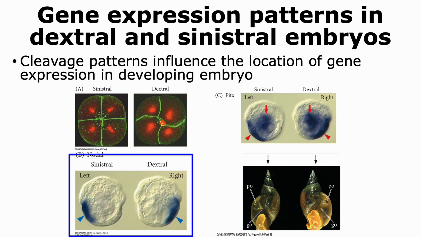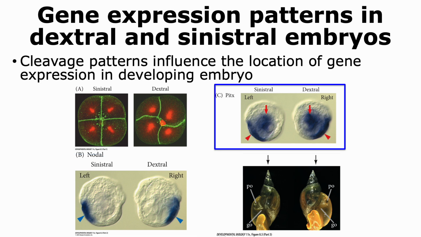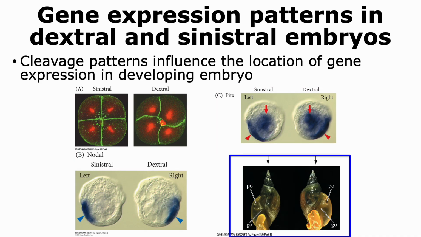Nodal is known to cause activation of the expression of Pitx. And once again, when we look at the expression of Pitx, we can see that in sinistral and dextral embryos, they are mirror images of each other. So where Pitx is being expressed towards the left in one, in the other it is expressed towards the right. And thus, all these different patterns of gene expression will result in an organism that will show dextral coiling or sinistral coiling.